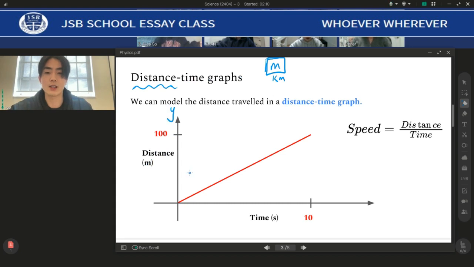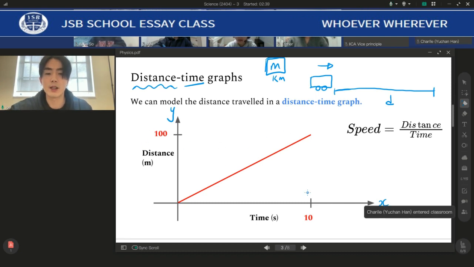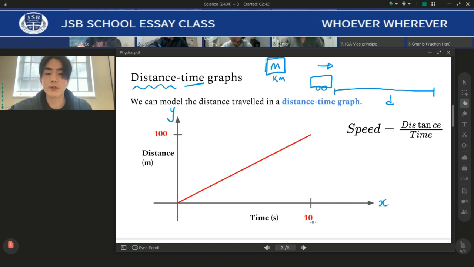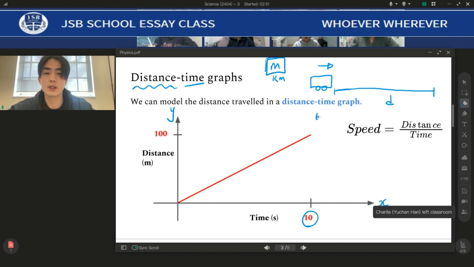So we have distance on this axis here, which we call the y-axis, and we have time on the x-axis. That's why we call it a distance time graph. So what does this tell us? Let's say we have a car, and the car is moving this way, and the graph tells us how far it moves in a certain time. If you read this here, the time is 10, so that means the car has traveled 10 seconds.